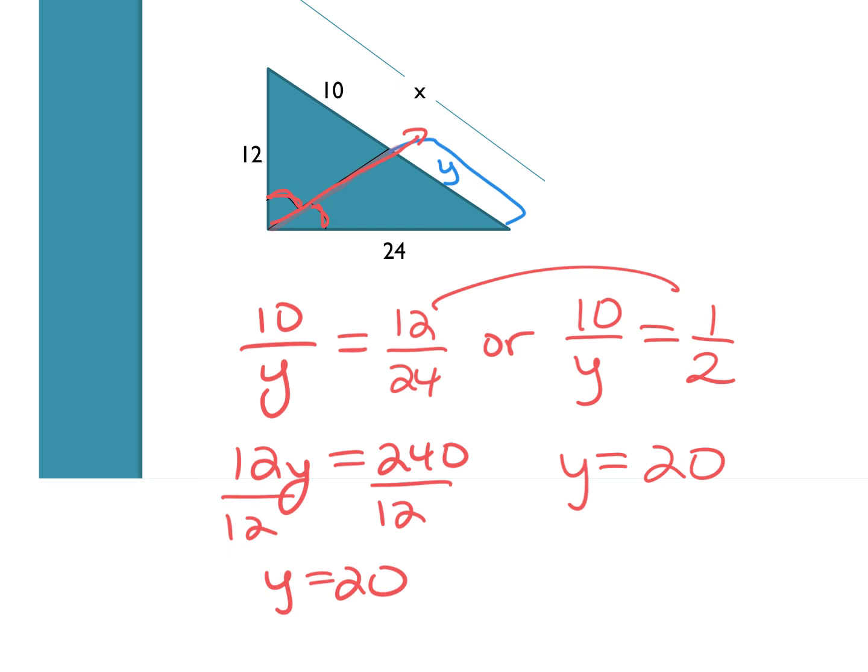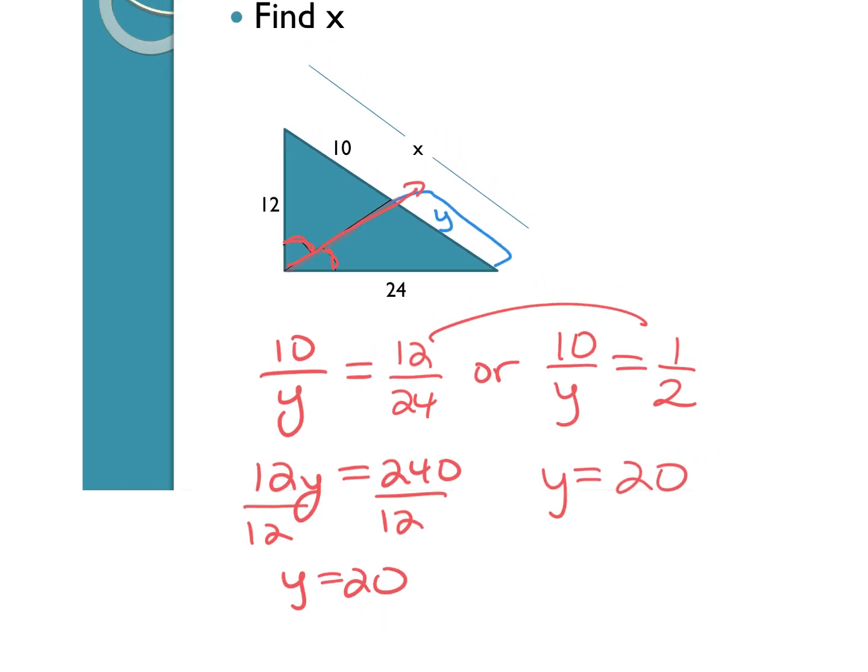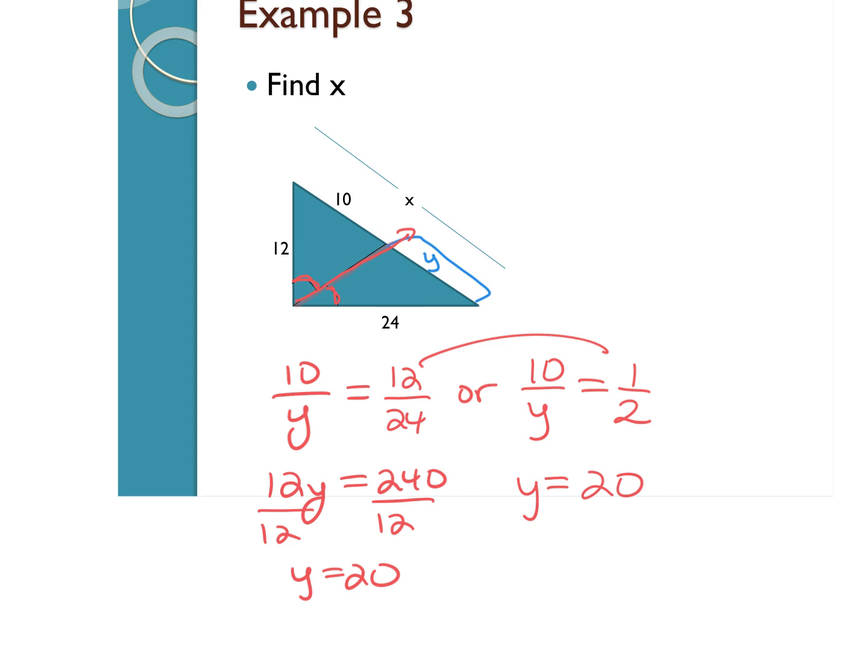Now, if you'd rather put it the other way, you can. Now, remember, it didn't ask for the variable I came up with. It wanted me to find x. So now that I found y equals 20, I'm going to add 10 plus 20 to get the value of y. I'm sorry, the value of x, and the value of x is 30.